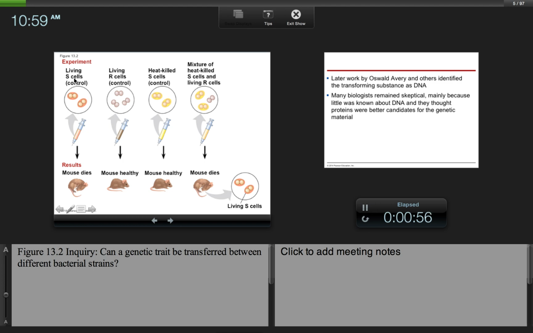So here we have the S cells, which are the pathogenic ones. When they were injected, the mouse died. The R cells were the harmless ones. When they were injected, the mouse was healthy. They heat-killed the S cells, so they killed the pathogenic cells, injected them into the mouse, and the mouse was healthy because the cells were dead. When he mixed these heat-killed S cells with living R cells, those living R cells took up genetic material from the pathogenic dead cells, and as a result, the mouse died.